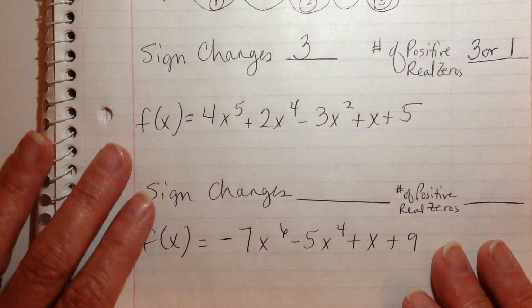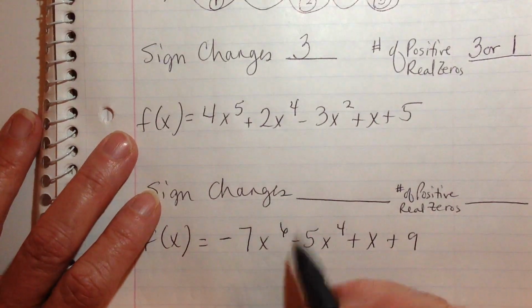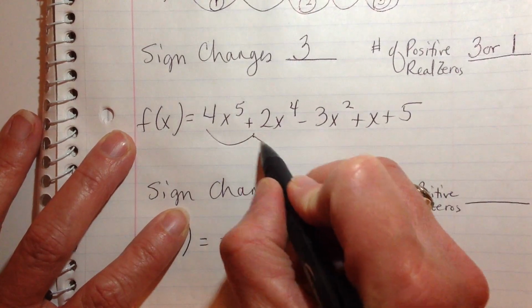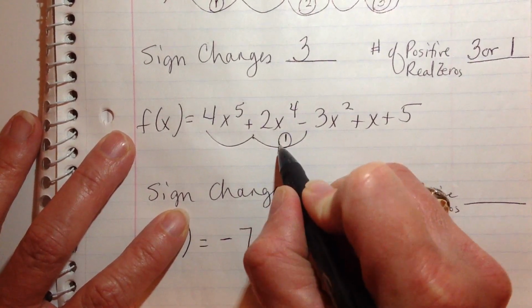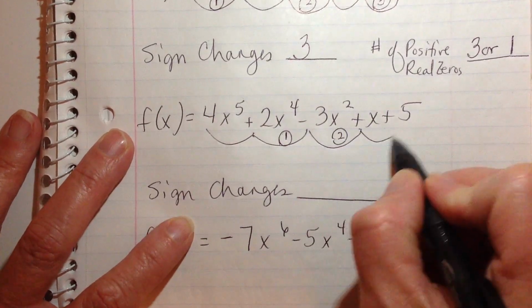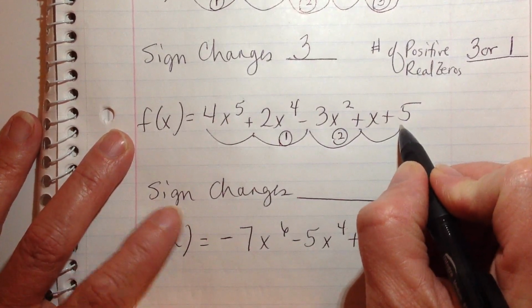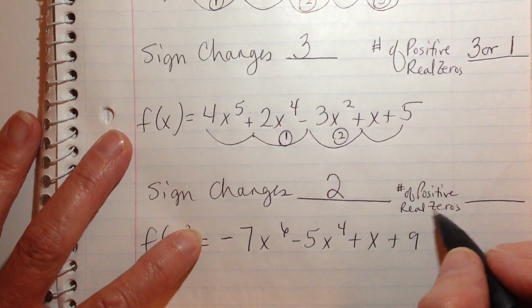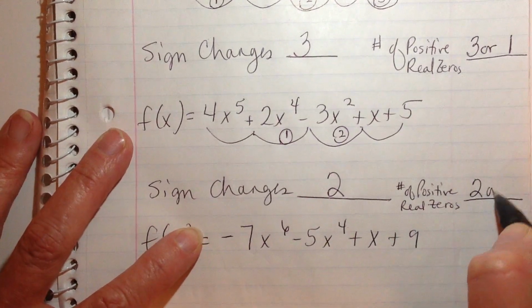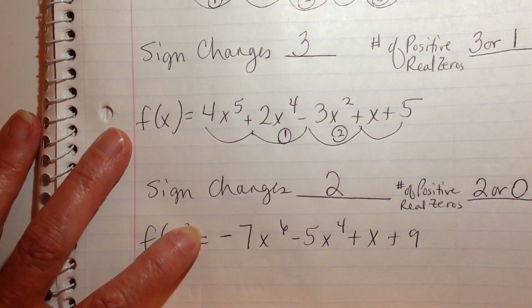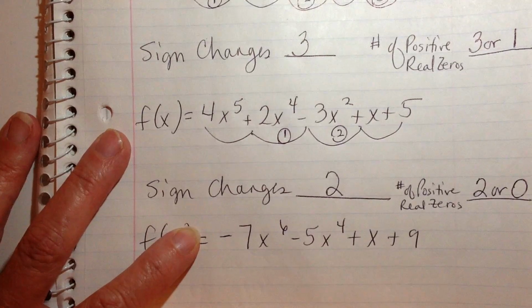Looking at the next problem here. How many sign changes do we have? Positive to positive, no sign change. Positive to negative, 1 sign change. Negative to positive, 2 sign changes. And positive to positive, no sign change. So we have 2 sign changes. So the number of positive real zeros would be 2 or 0. You have to subtract off 2. That's based on the rule.